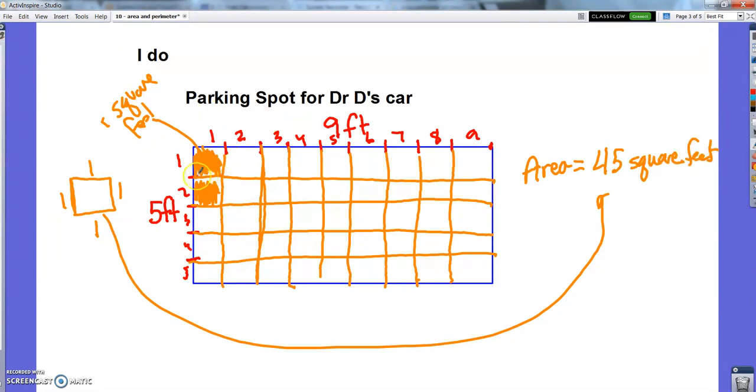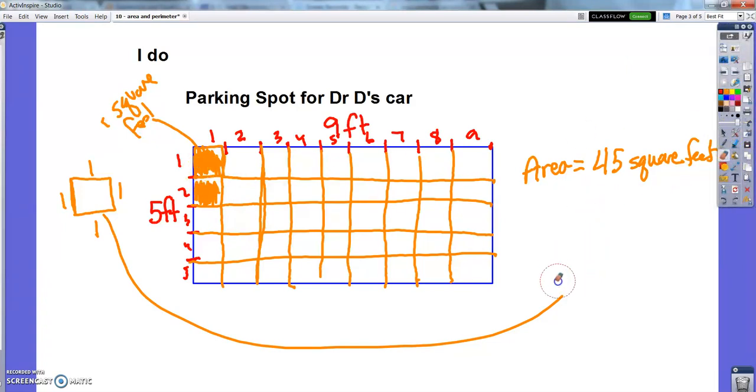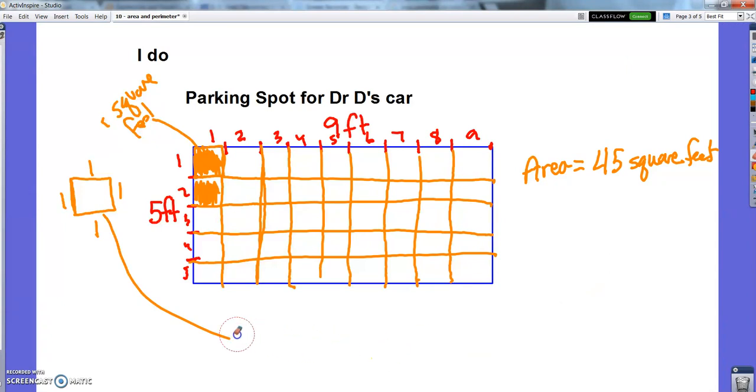Not feet, because these are squares. What I'm measuring is these tiles. That is a foot by a foot by a foot by a foot. It's a square foot. So that's my area in square feet. I just make those tiles, and I count the tiles, and I've got the square feet.